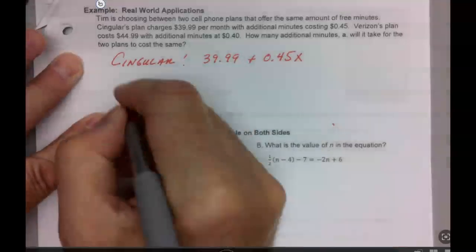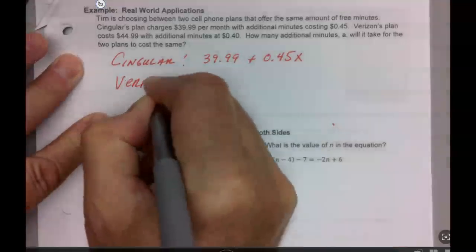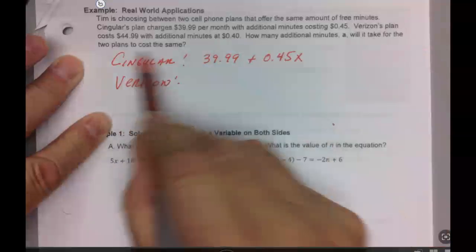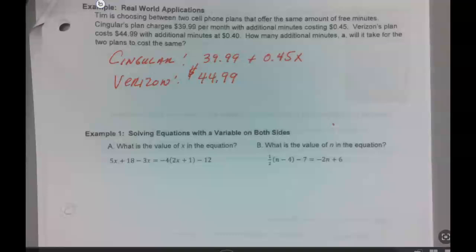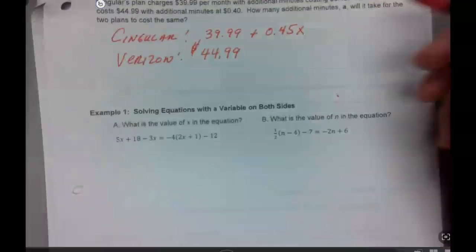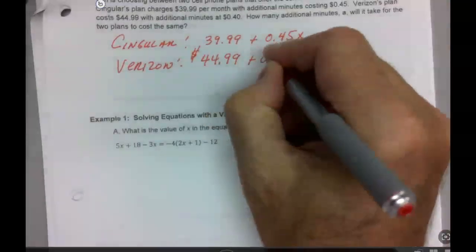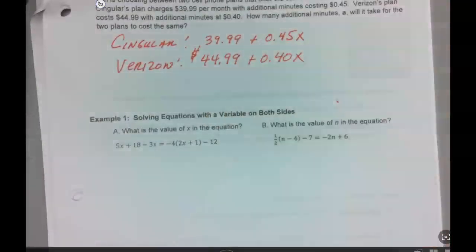Verizon says cost 44.99, so it's more up front, isn't it? Correct? And it costs 40 cents a minute. There's the rate of change, 40 cents a minute. Okay, so if you have 10 minutes over, you've got to add $4 to your bill, correct?